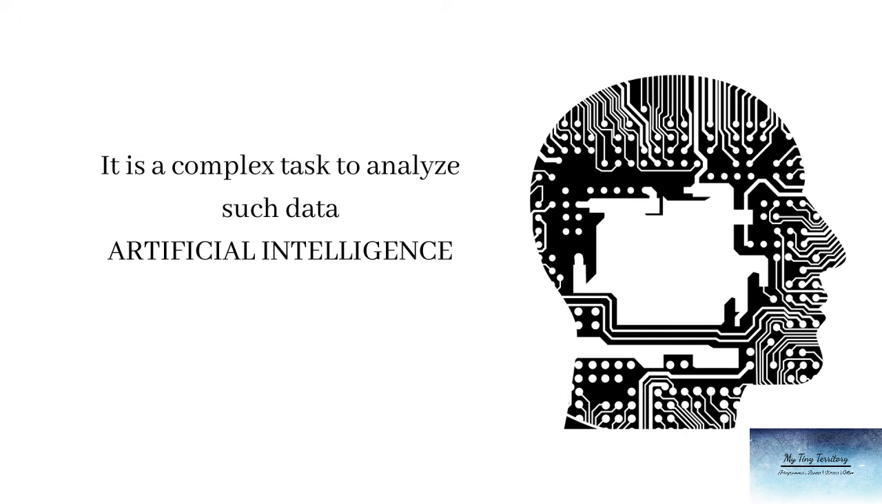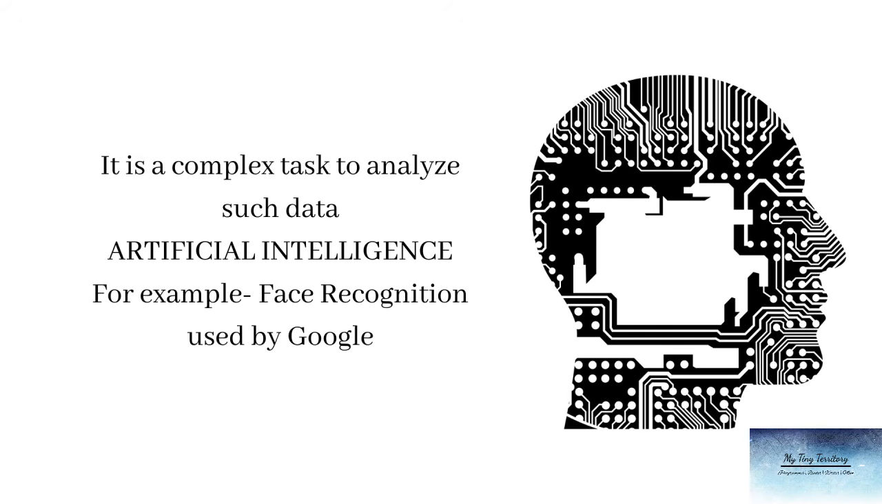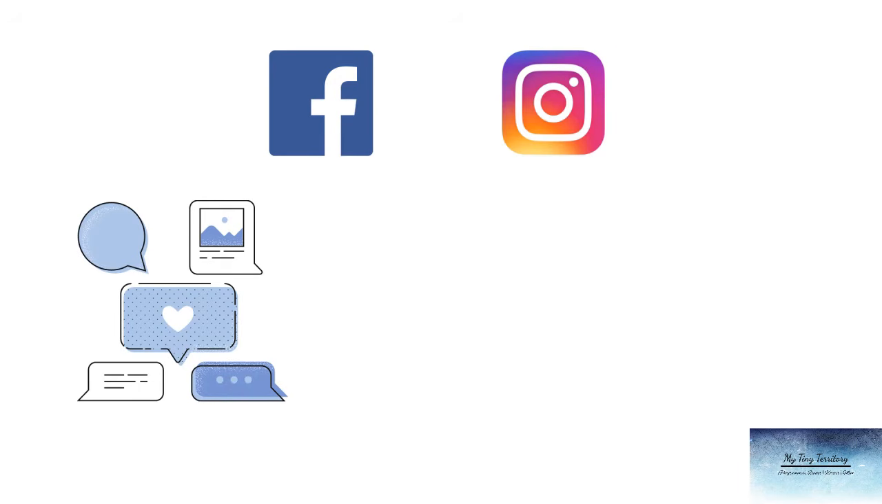For example, there's face recognition that is used by Google. How does Google identify the picture and give us the answers? Because of artificial intelligence. Now Facebook, Instagram, these analyze the data. How do they analyze the data?